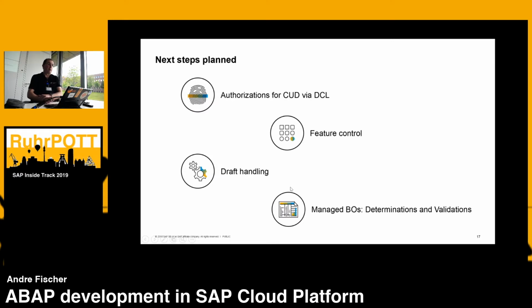So the outlook: next steps are that we want to have more authorizations when doing create, update, deletes. Draft handling is also on the roadmap, and sooner on the roadmap is this managed BO. That means that lots of the code you have seen, where I do create, update, delete in a table, is not that nice. You can have this generated, because I started here with a plain table.